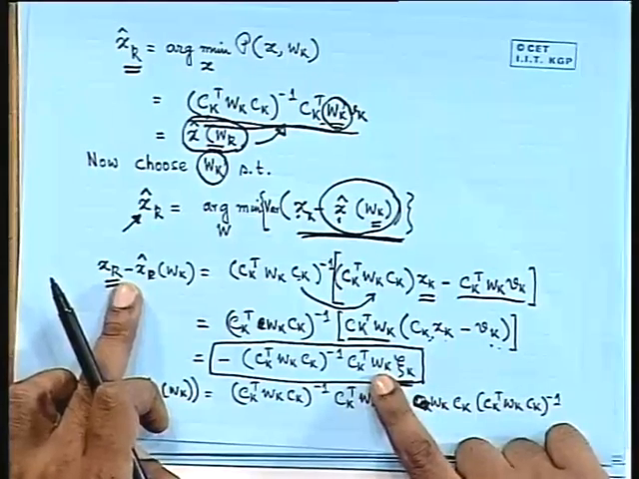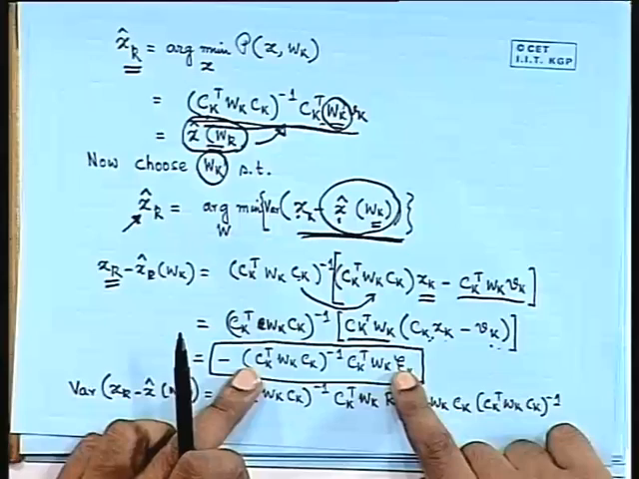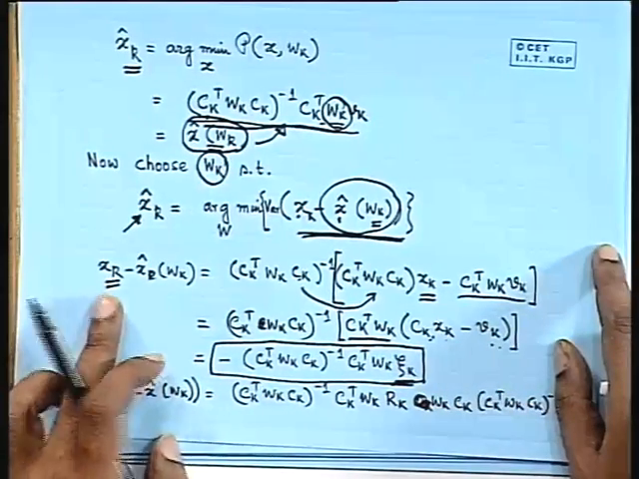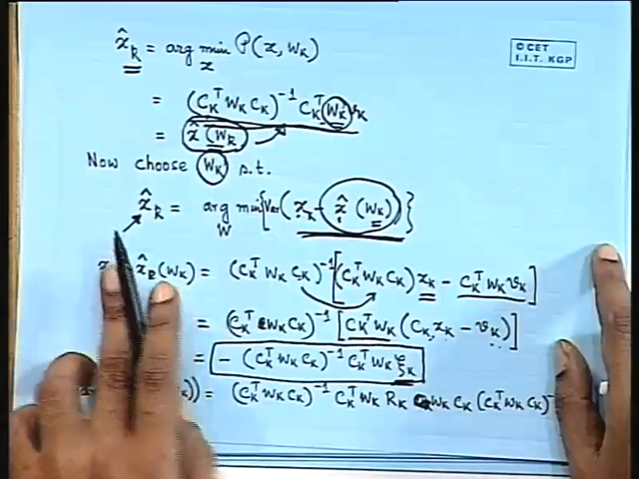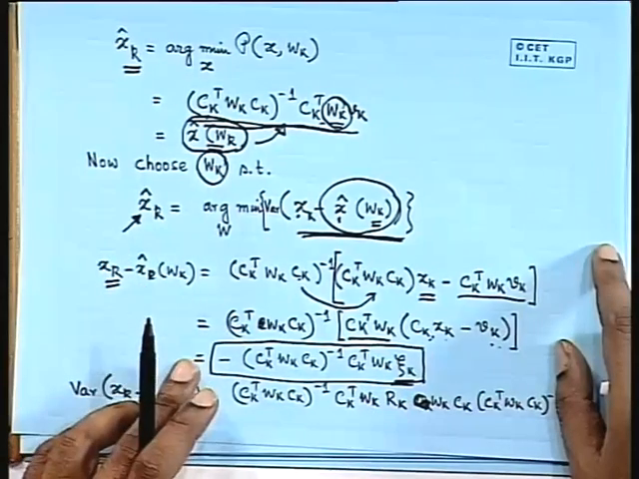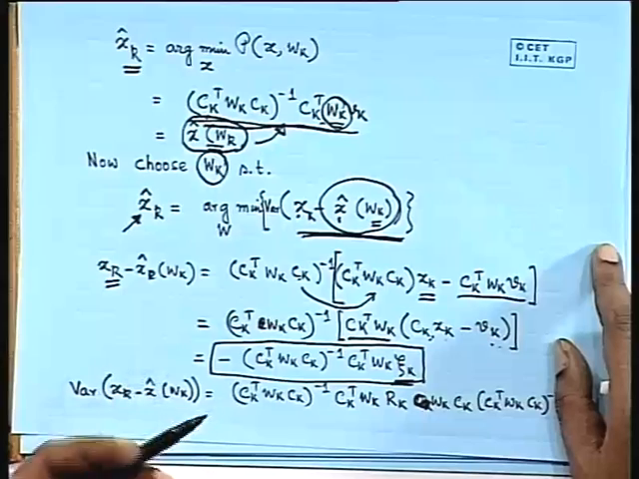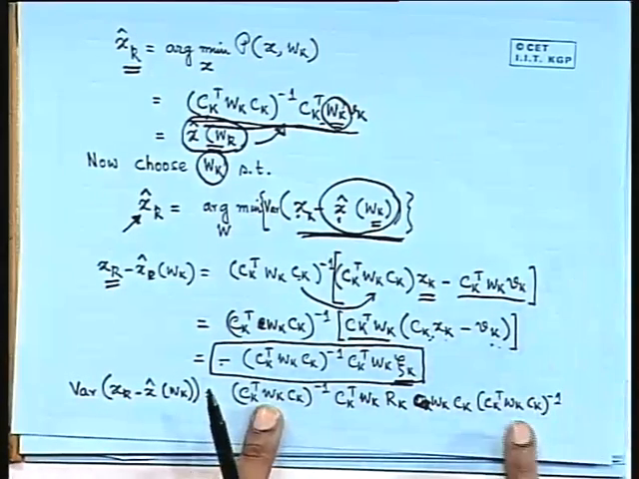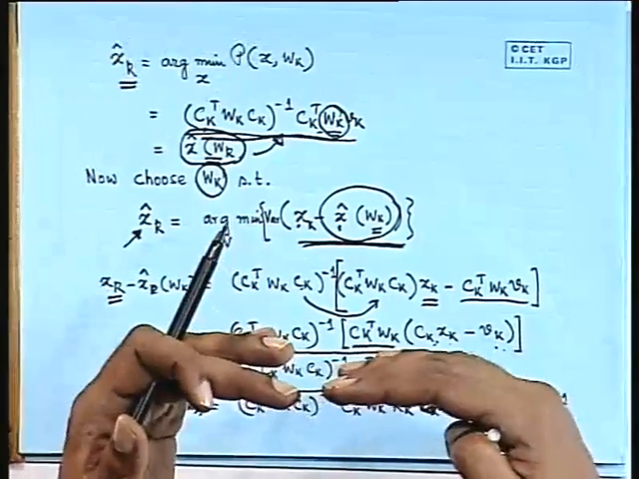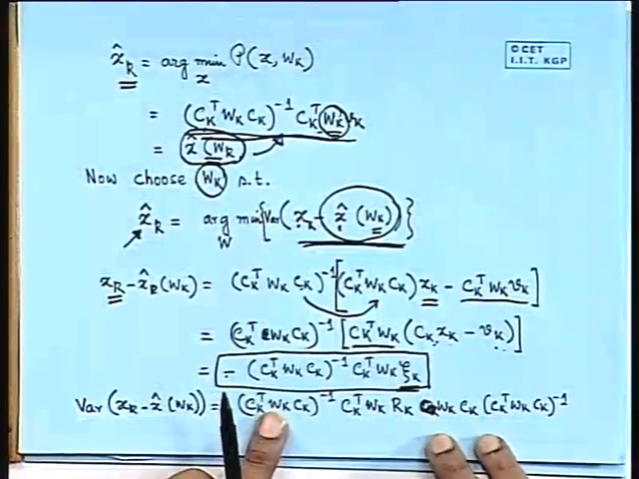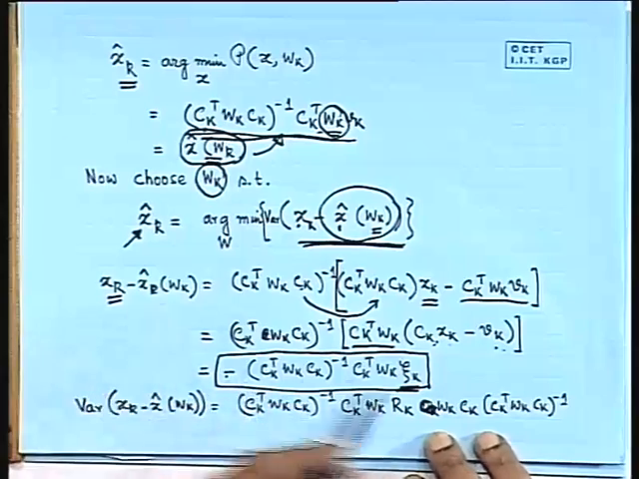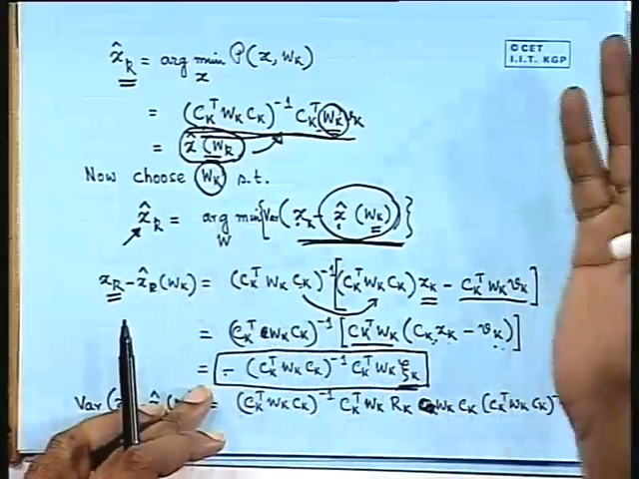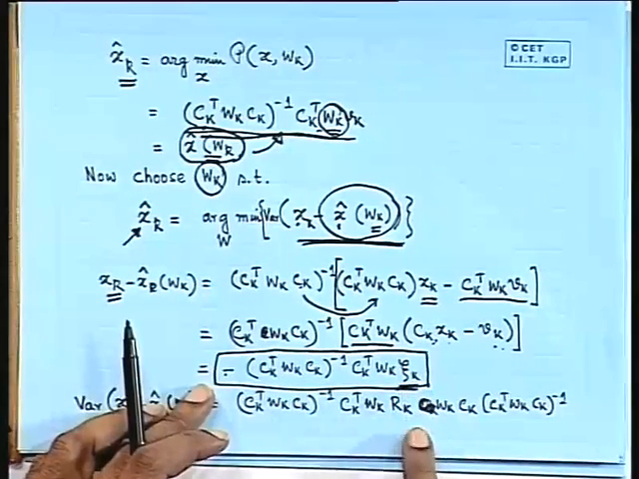Now you want to minimize the variance of this. So what is the variance of this? It will be the expectation of this into this transposed. So you go on doing this into this transpose, minus minus will become plus. On both sides you will get these two. It will be a symmetric thing if you multiply. A, B, C transpose is C transpose, B transpose, A transpose. So now the first term you will get is xi k transpose.